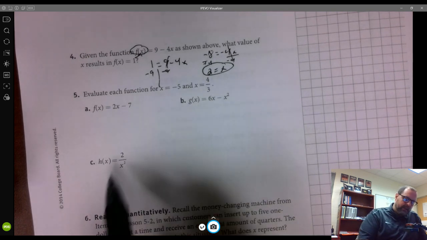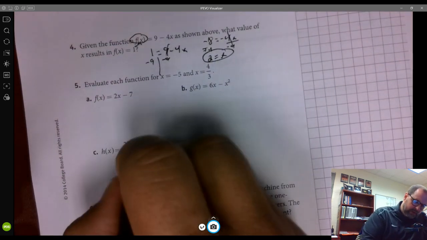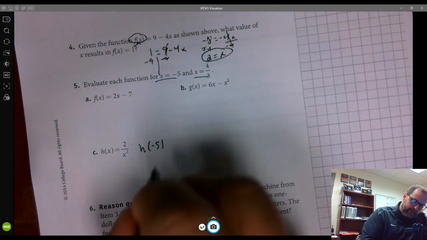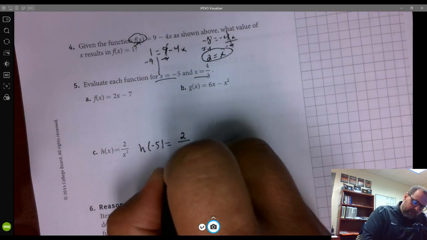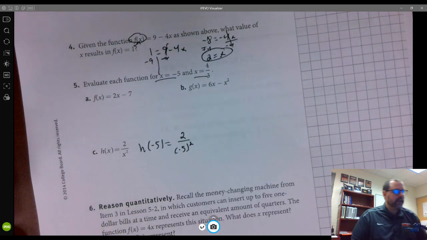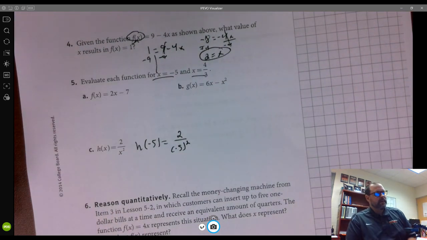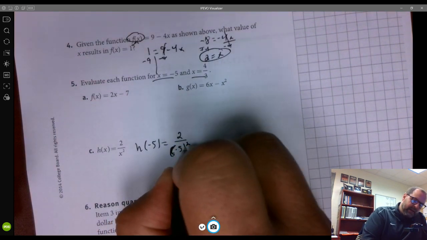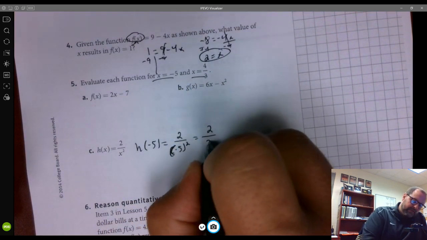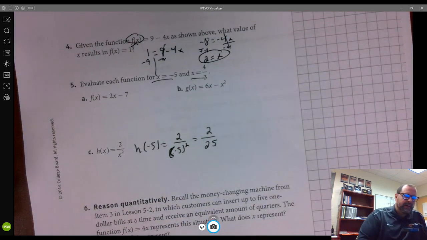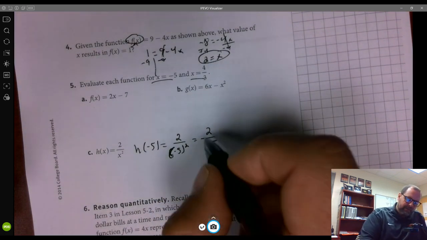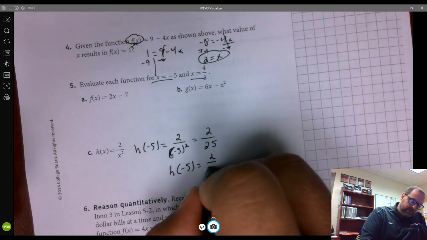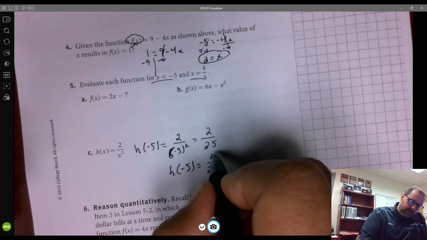Let's take a look just at letter C, and in particular how it's written. Let's do h of negative 5, because these are the two we want to plug in, equals 2 over x squared. So if you're not sure with squared, you could plug it in your calculator, but here negative 5 squared would give me a 25. Positive, because negative times a negative gives me a positive. So h of negative 5 equals 2 over 25.